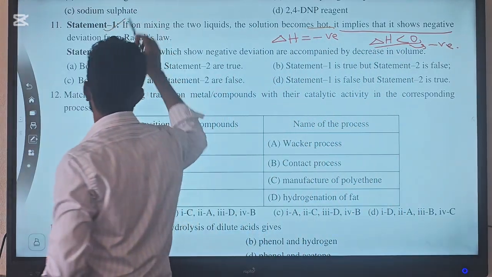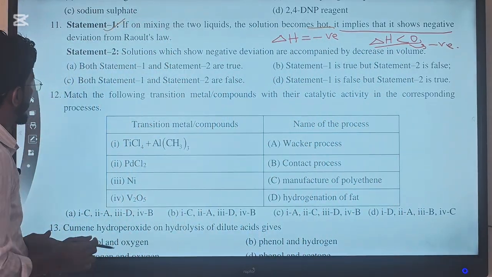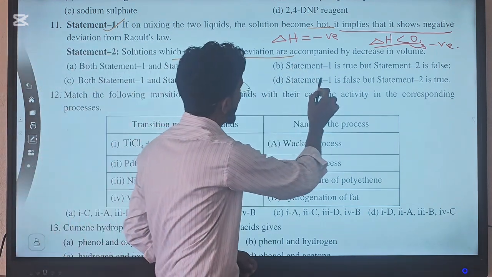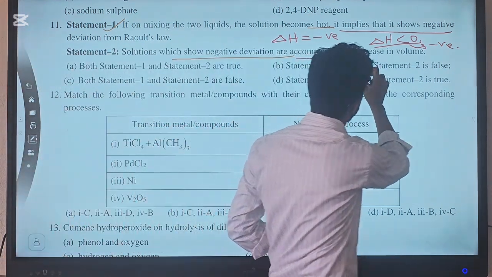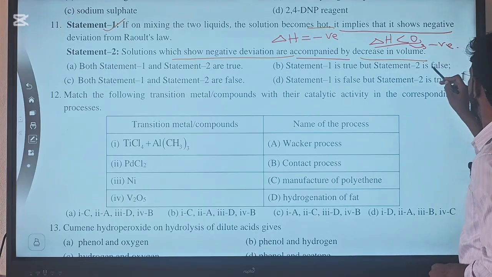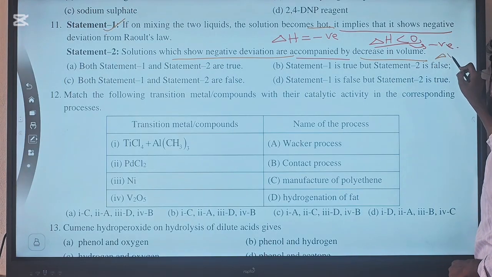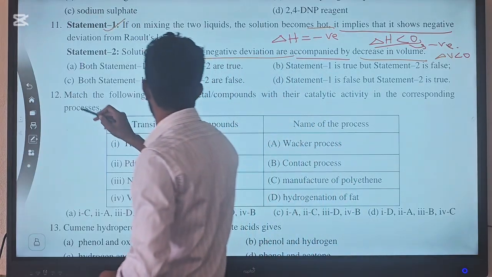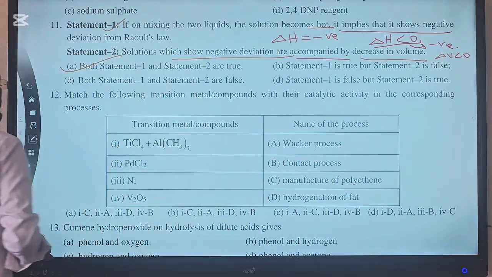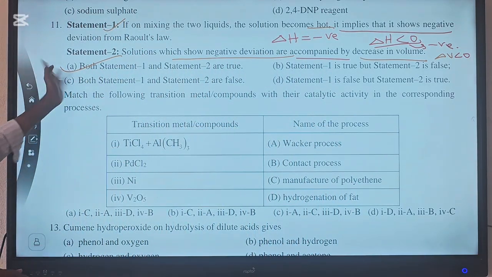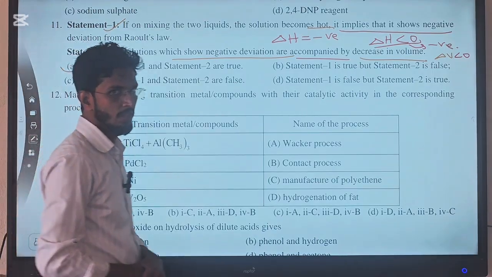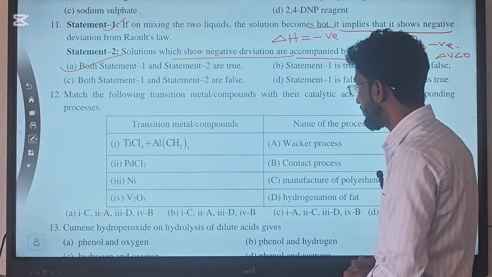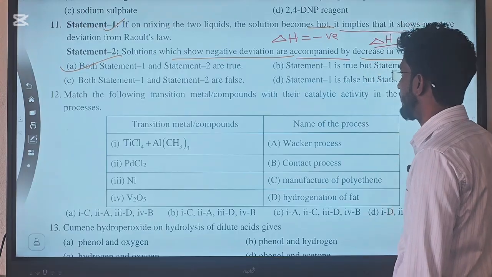First statement is correct. Now, if you see the second statement, solutions which show negative deviation are accompanied by decrease in volume. In negative deviation from Raoult's law, delta V will be less than 0. Yes, both statements are correct. So statement 1 and 2 are true. Okay, in question number 11, both statements are true.